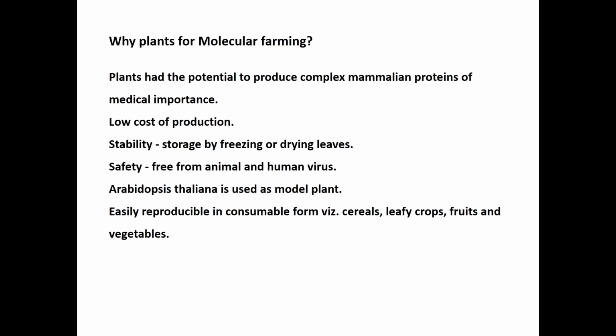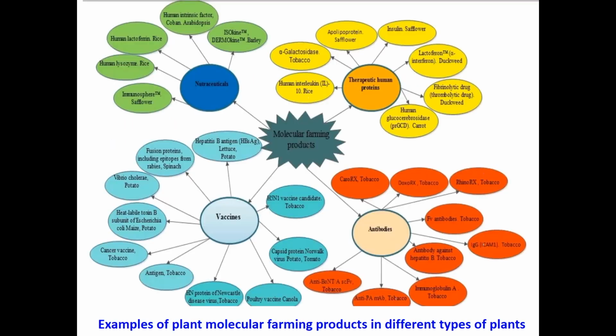Likewise, among cereals and leafy crops, if you express some of the proteins there, the leaf can be consumed as an easily edible part. And fruits and vegetables like tomato, mango, and banana are some of the examples, easily reproducible.